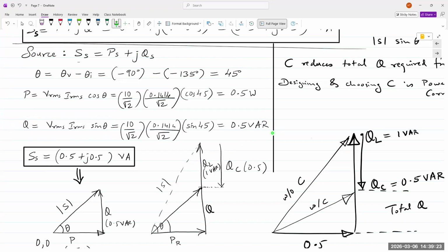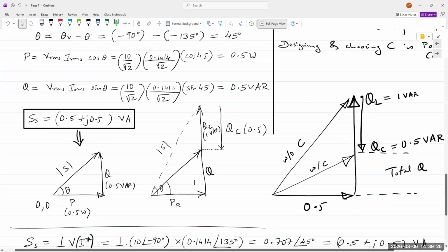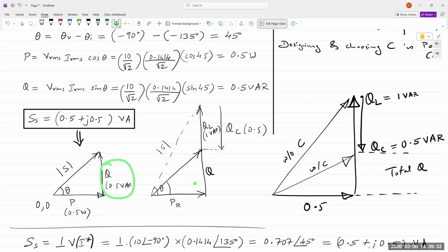If I was to draw a power triangle for the source, what would I have? I would have 0.5 watts on the x-axis, 0.5 VAR on the y-axis, and the magnitude of S joining them together. And theta, of course, has to be 45 because both of them are of equal length. QL is 1 VAR, so without the capacitor, your magnitude of S, the total complex power, would be far higher. But QC brings it down by half. And so the actual power triangle is right here.